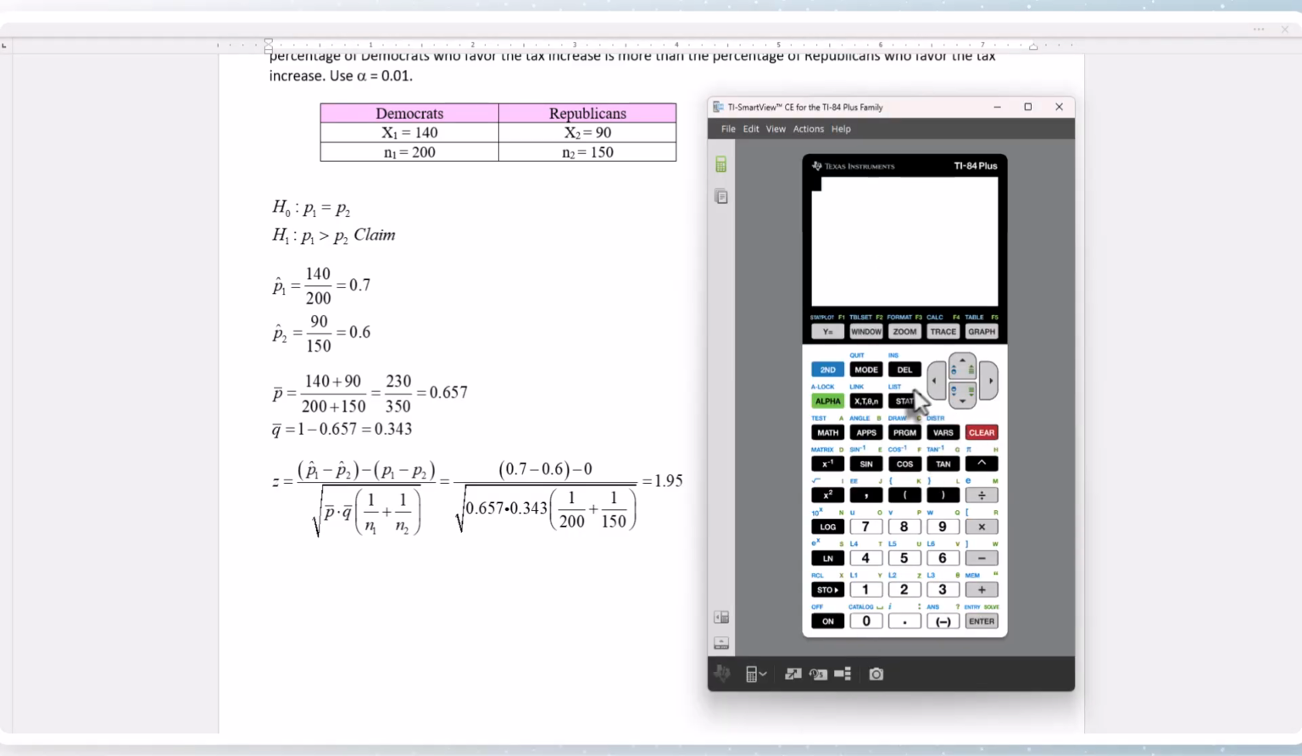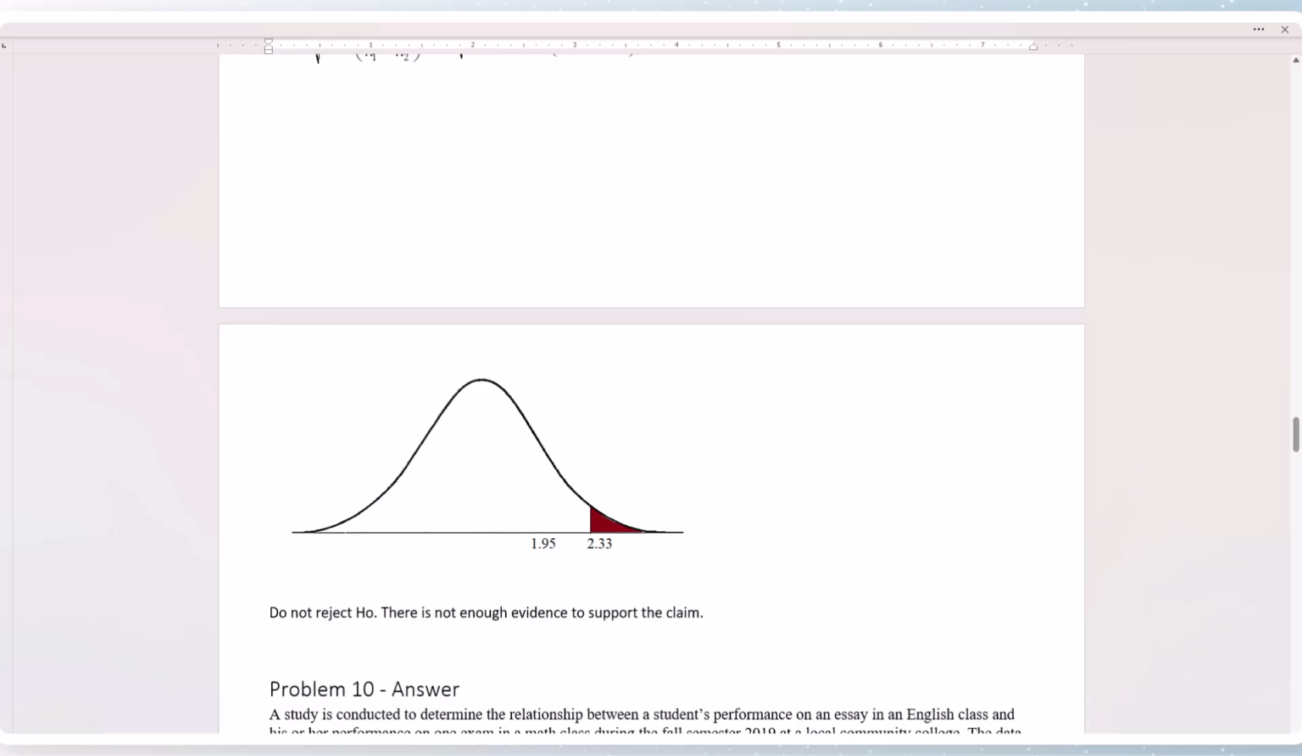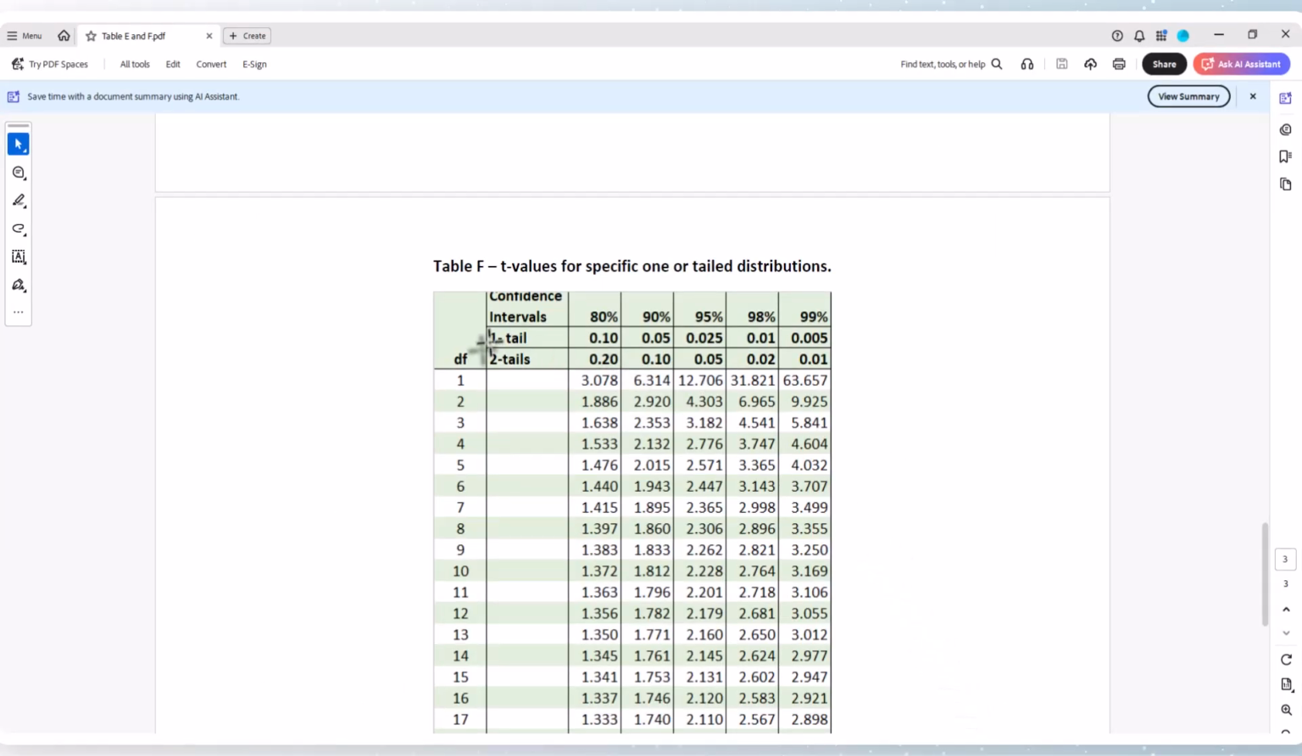And then we can verify this using our calculator. It has a built-in function. Press stat, test, go to number 6, 2 proportion z-test. X1 is 140, N1 is 200, X2 is 90, N2 is 150. We want greater than, we calculate. Z is 1.95. And this is a one-tail test, so let's get the critical value. One tail, 0.01.